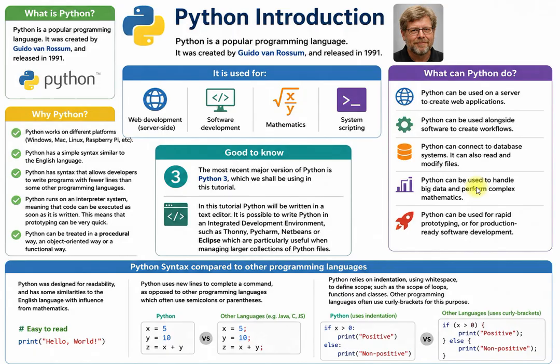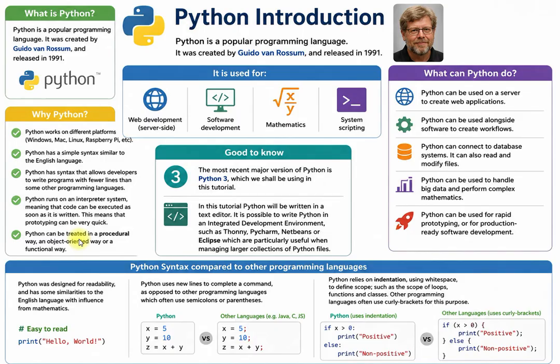What is Python? Python is a popular programming language. It was created by Guido van Rossum and released in 1991. Python looks like this symbol, okay, that's a snake symbol. Okay, why Python? Python works on different platforms, that's Windows, Mac, Linux, Raspberry Pi, that's operating systems.